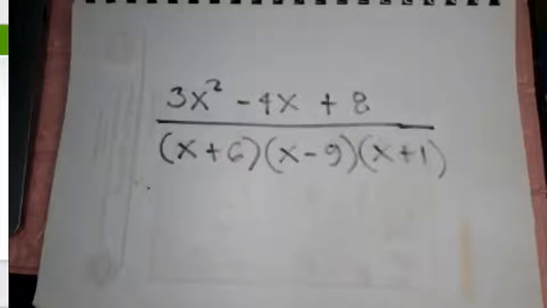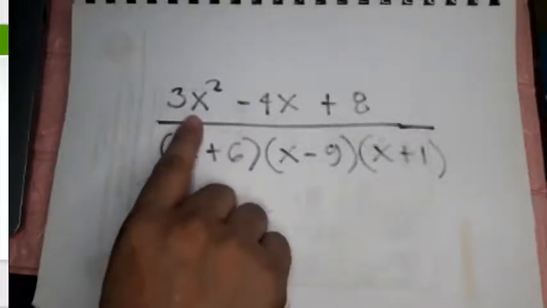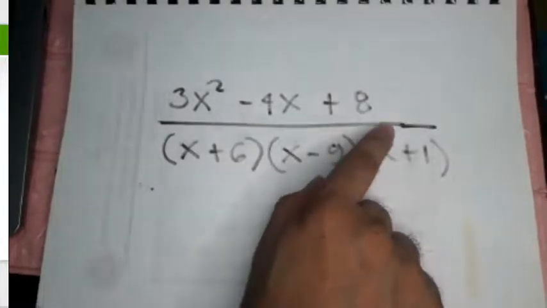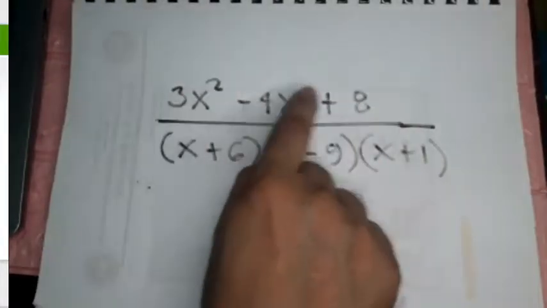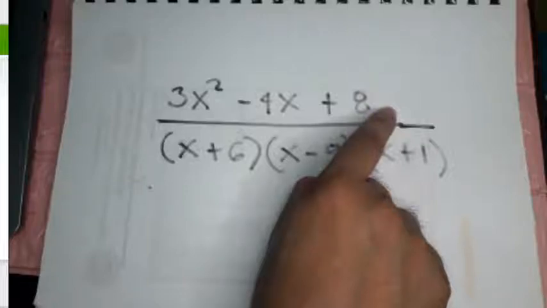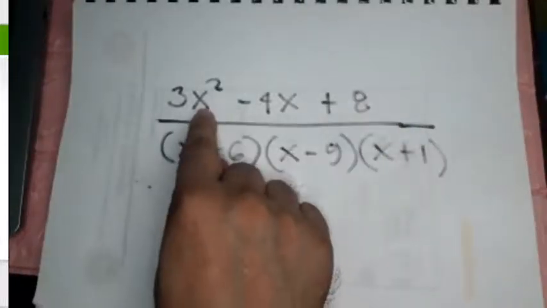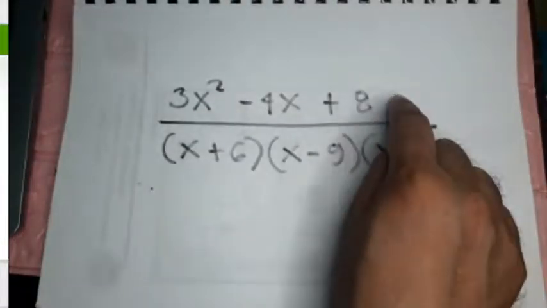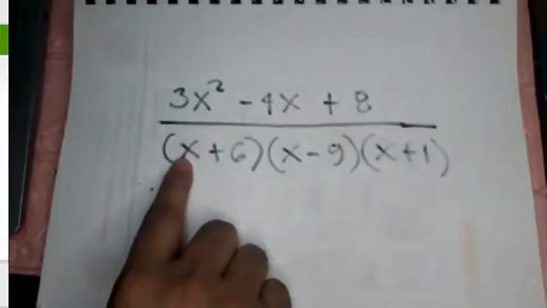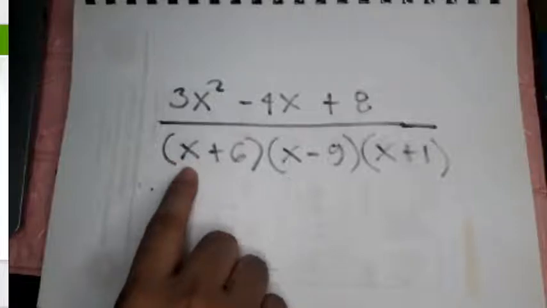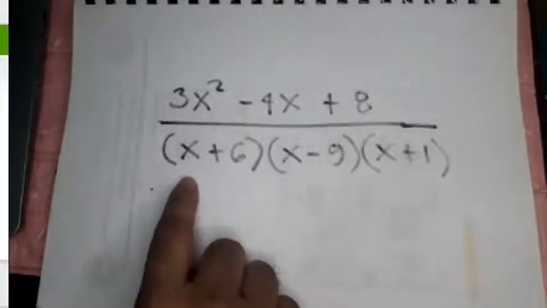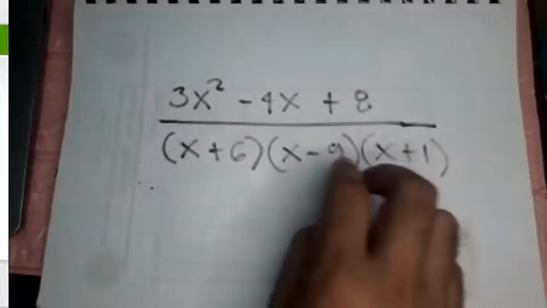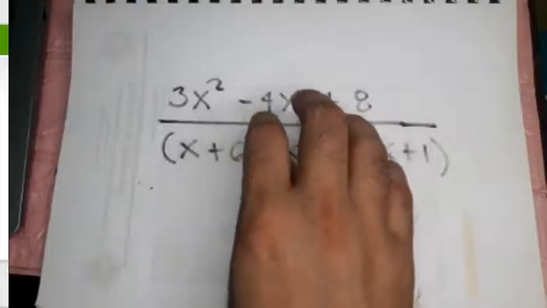Look at the numerator. We have 3x squared minus 4x plus 8. So that is a polynomial with 3 terms. And take note, the variable x has powers of 2, 1, and 0. In the denominator, however, we have a polynomial which is already factored out. There are 3 factors. And if you multiply these 3, it will become a polynomial. So, this is an example of a rational function.